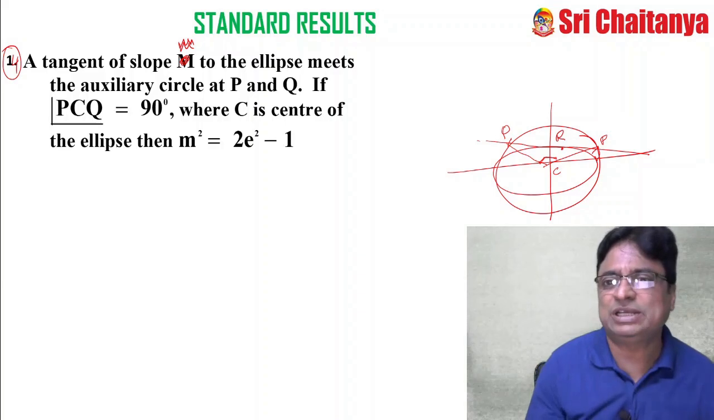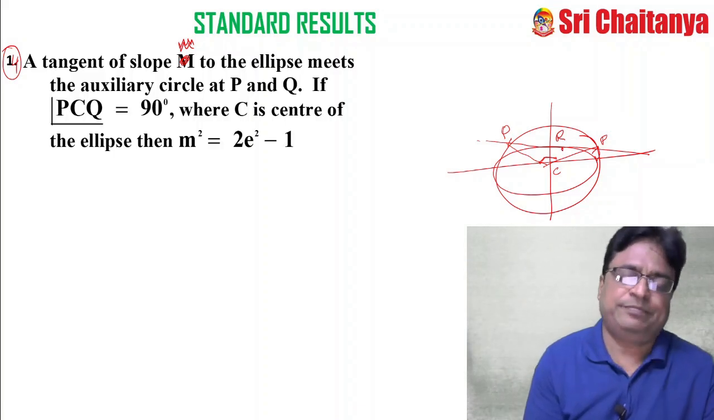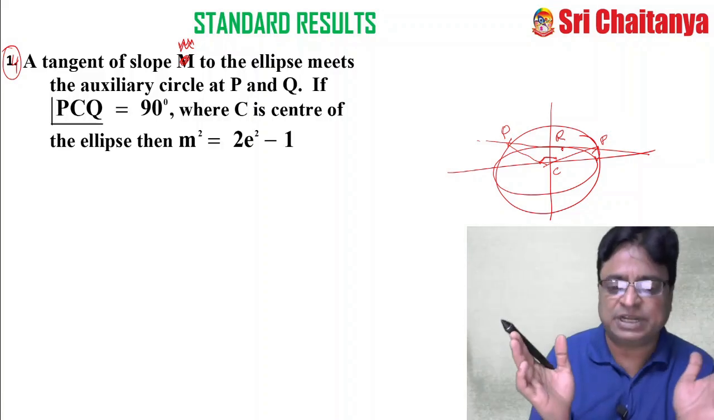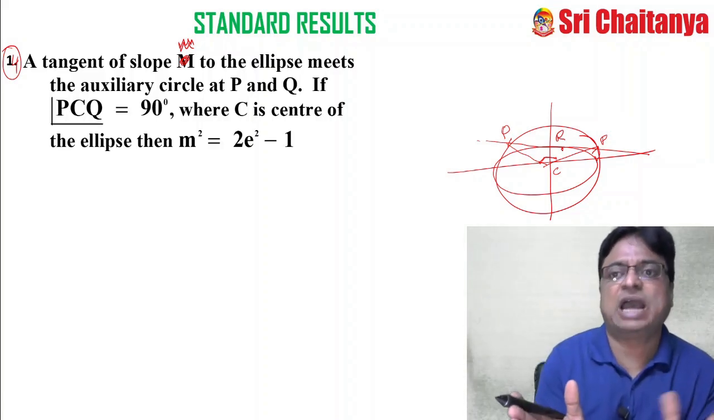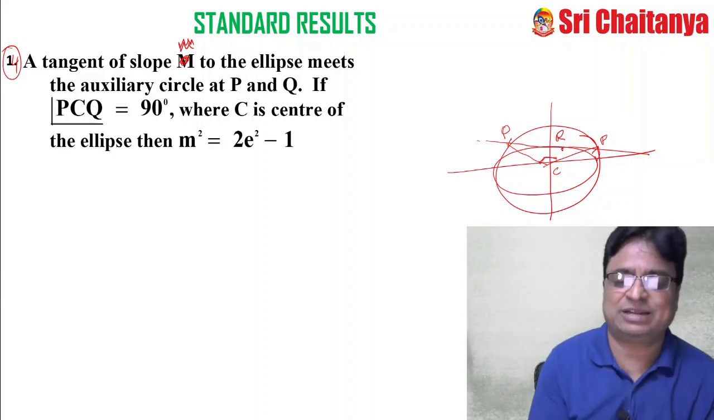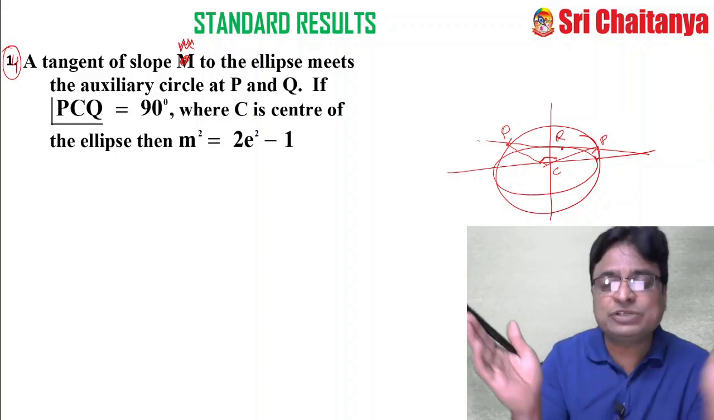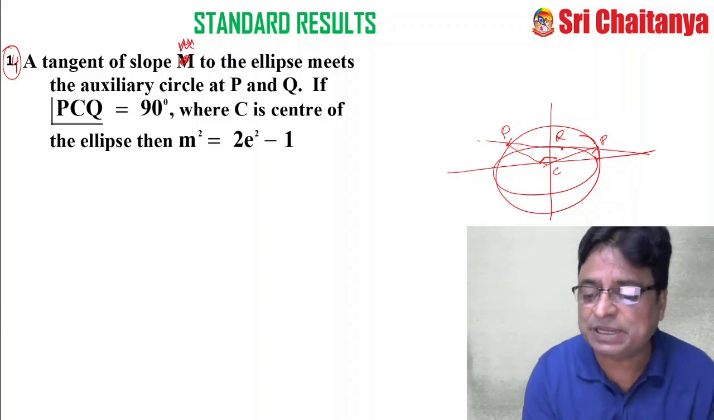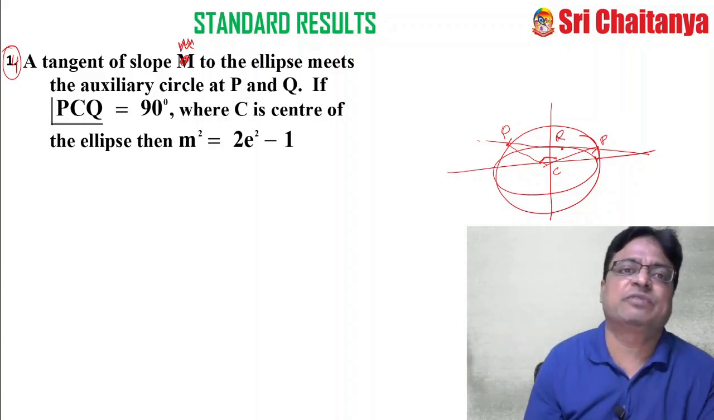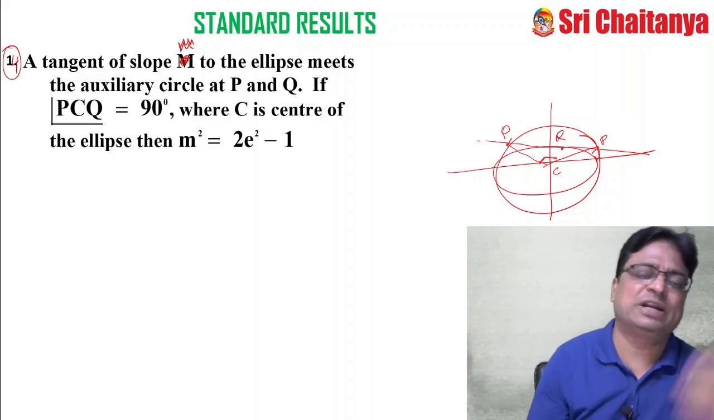Here I am finding the equation of the tangent to the ellipse, and with the help of that tangent, I am homogenizing the auxiliary circle, because the tangent intersects the auxiliary circle at P and Q. Why am I homogenizing? Because the angle PCQ is 90 degrees. So after homogenization, the coefficient of x square plus the coefficient of y square is equal to 0. That is the condition at which it makes an angle of 90 degrees. You apply that, you will get the answer.